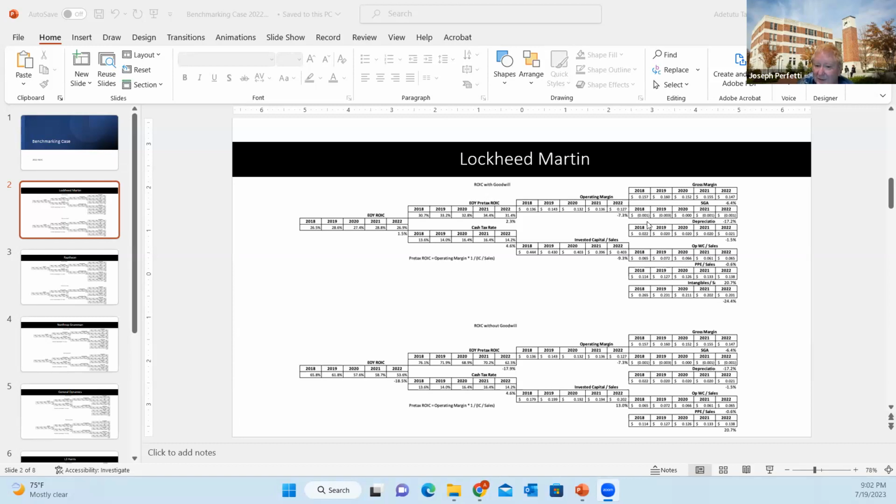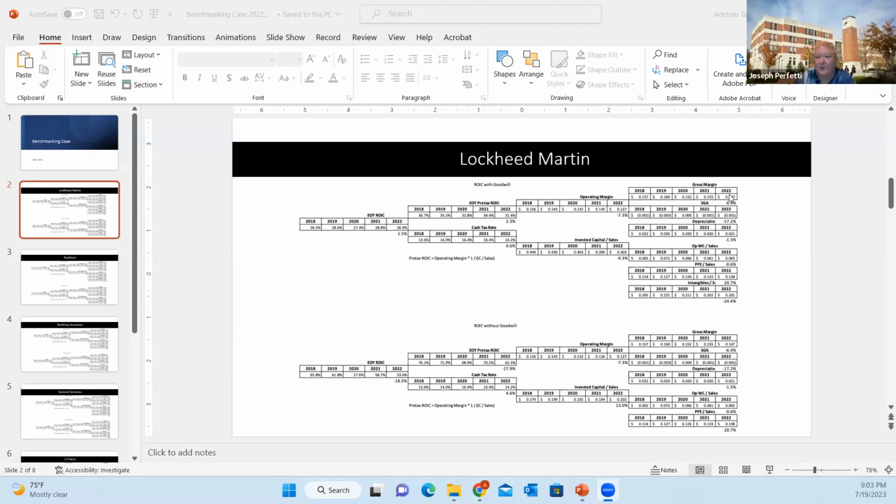Why did the operating margin go down? It went down mostly because of gross margin, which went down by 6.4%. Depreciation is relatively flat. It's mostly the gross margin.